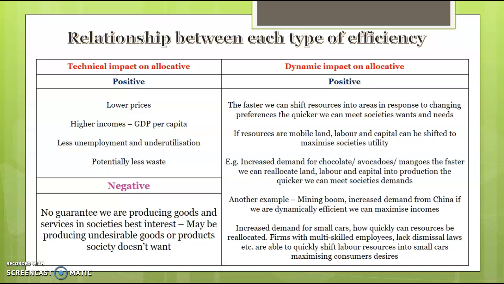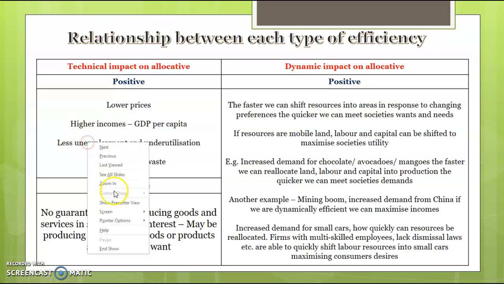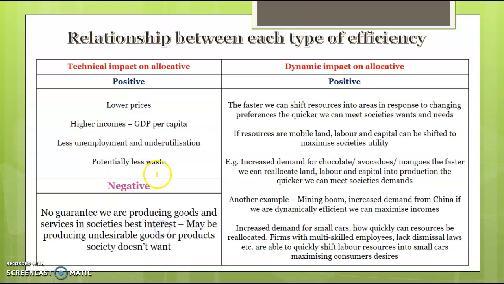The positives for technical and allocative: low prices, higher incomes because we're using more of our resources, less unemployment and underutilization, which improves living standards, and potentially less waste, because technical efficiency implies we're not wasting resources. The negative is there's no guarantee we're producing goods and services in society's best interest. We may be producing undesirable goods and services or products that people don't want.